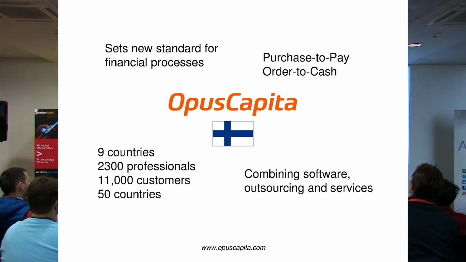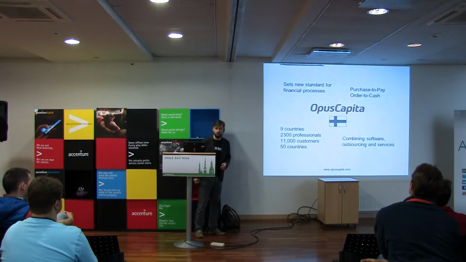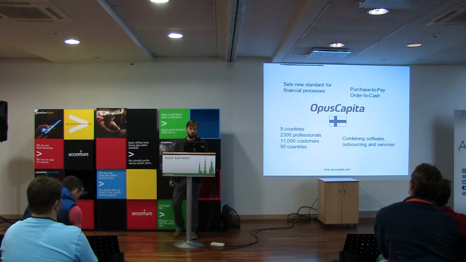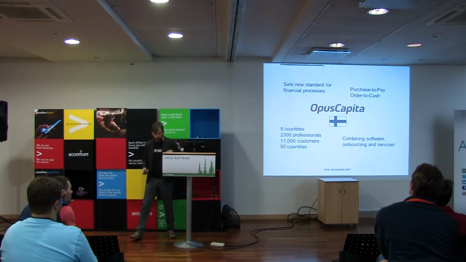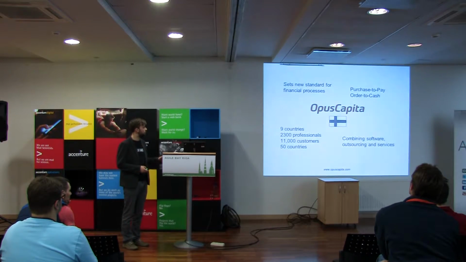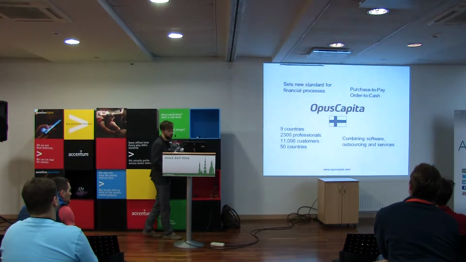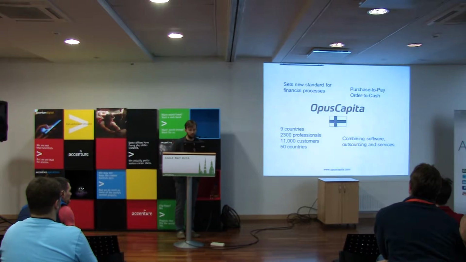Yeah, a little bit about the organization. Opus Capita, headquarters in Finland. We set new standards for financial processes, and basically we work in a business-to-business domain. So it's basically two business processes: purchase to pay and order to cash. We combine software, outsourcing and services, and we are located in that many countries, and we have 2,300 people serving 11,000 customers in 50 countries. So here's how it happened.